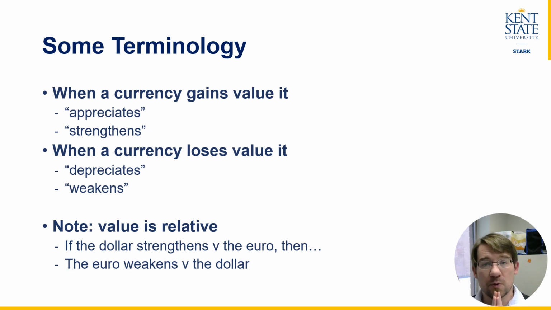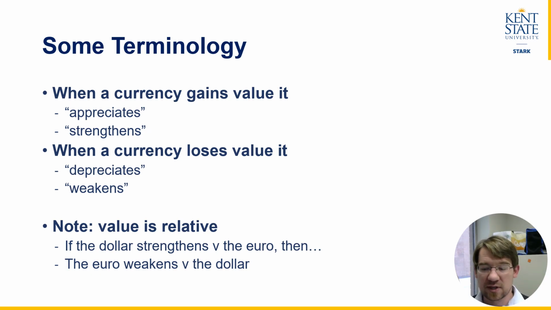Now, when we look at exchange rates, it's really important to remember that currency is on both sides of the transaction. It's just different currencies. So what that means is that because exchange rates are always one currency against another, the value is always relative. So if the dollar is strengthening versus the euro, another way of thinking of it is that the euro is weakening versus the dollar. So both of these are happening simultaneously. It's just different ways of describing the same occurrence that's happening.